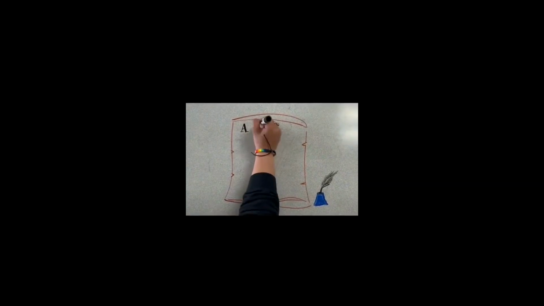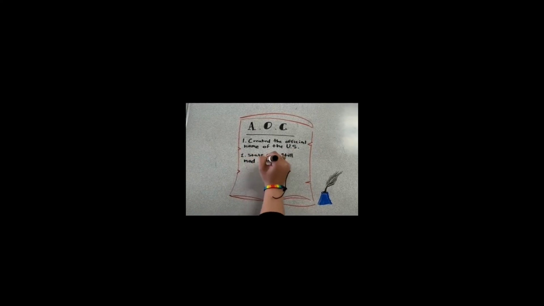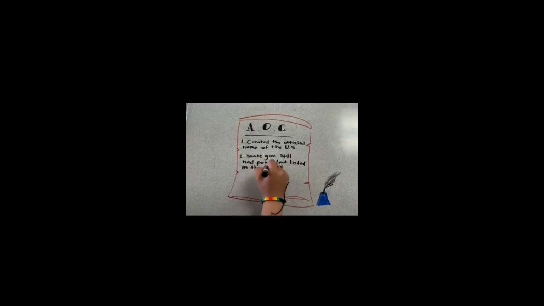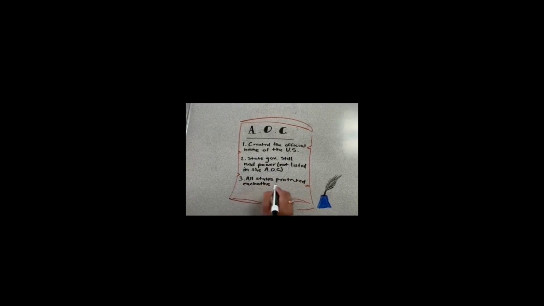Now on to the AOC, Articles of Confederation, which: 1. Created the official name of the U.S., United States of America. 2. State governments still had power, now listed in the AOC. And 3. All states protected each other.